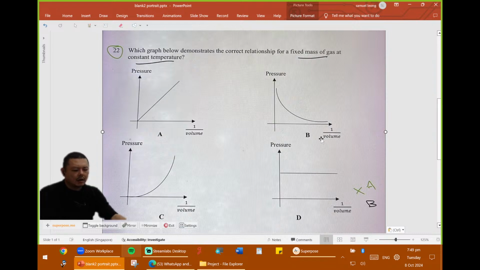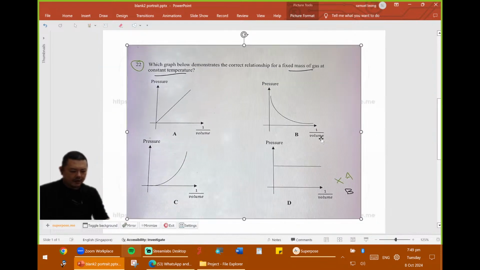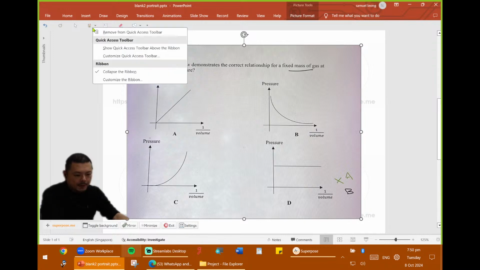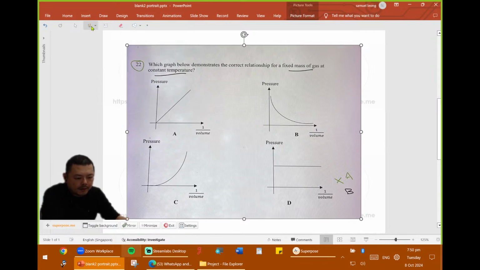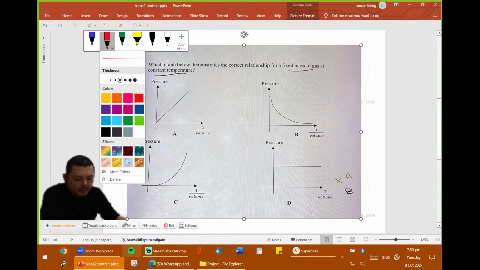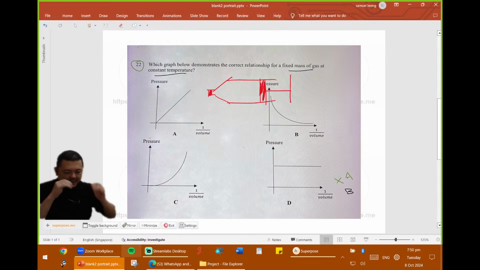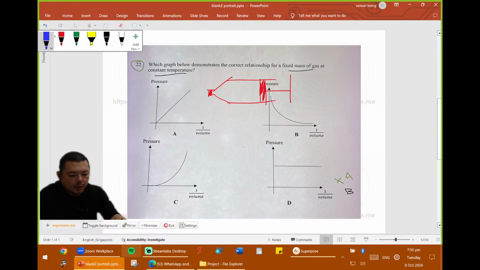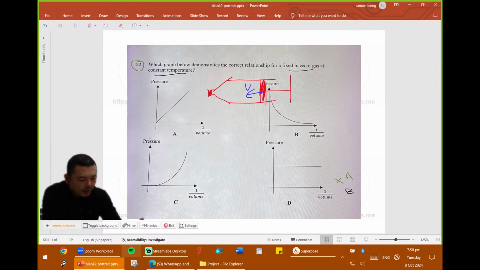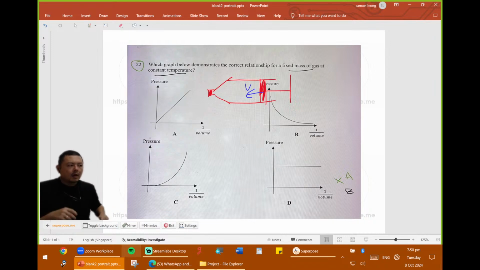Okay, so what we have here is, let's say I want you to imagine that there is a gas syringe. What happens when you push the piston in? What happens to the volume? The volume will decrease, right? Okay. What will happen to the pressure?